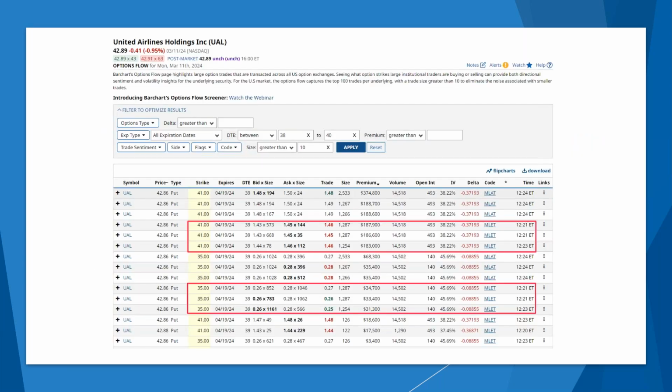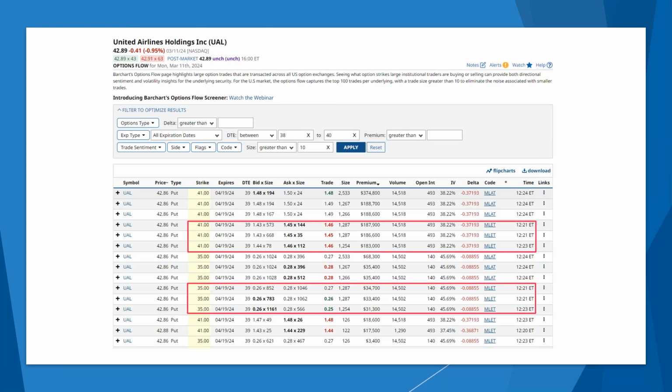But here is the options flow, and this is what I'm saying. I've identified a trade based on unusual options, and now I'm going to go in the options flow to help me figure out what this trade is all about. Now, again, I've highlighted this, two legs, and notice that the code here says MLET, which stands for a multi-leg trade. So it confirms that both of these legs are part of some type of a spread.